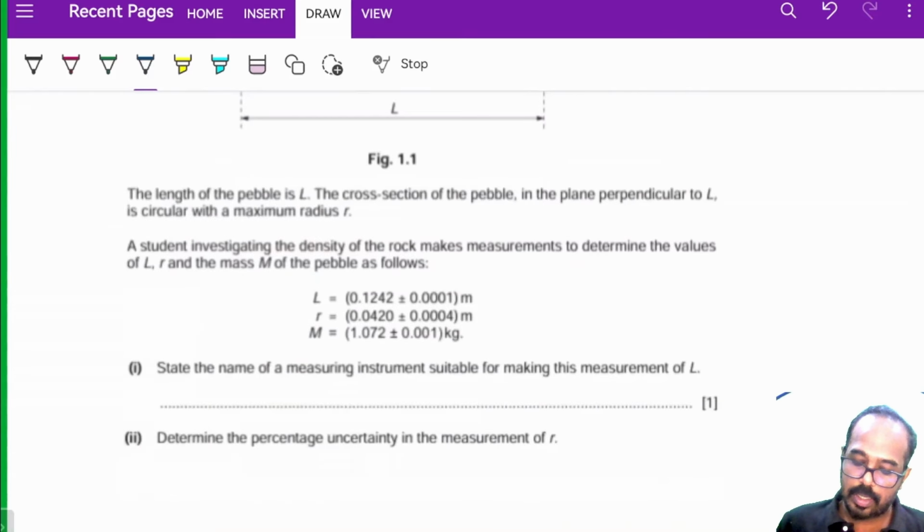State the name of a measuring instrument suitable for measuring length. Okay, the length value, you check, everything is in meters. So when you check the value of L, you can see that you can measure in centimeters, right? For centimeter measurement, which instrument can you use? You can use a vernier caliper or digital caliper, right? So you can write it as a vernier or digital caliper.